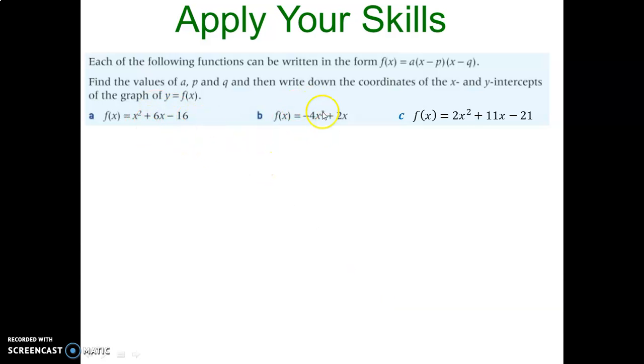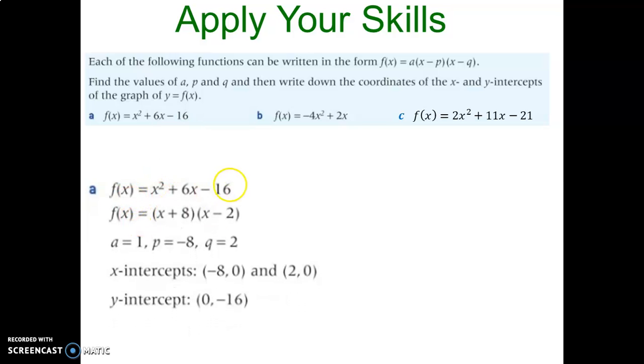So we have these standard form quadratics, and it's asking you to change them into this form. Well, that's our intercept or factored form. So factor it, and after that you should be able to get the x-intercepts, the y-intercept, and so on and so on. So let's try.